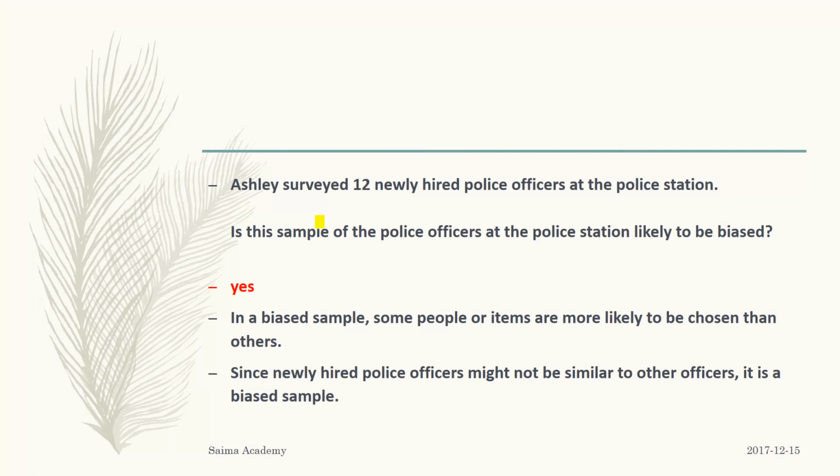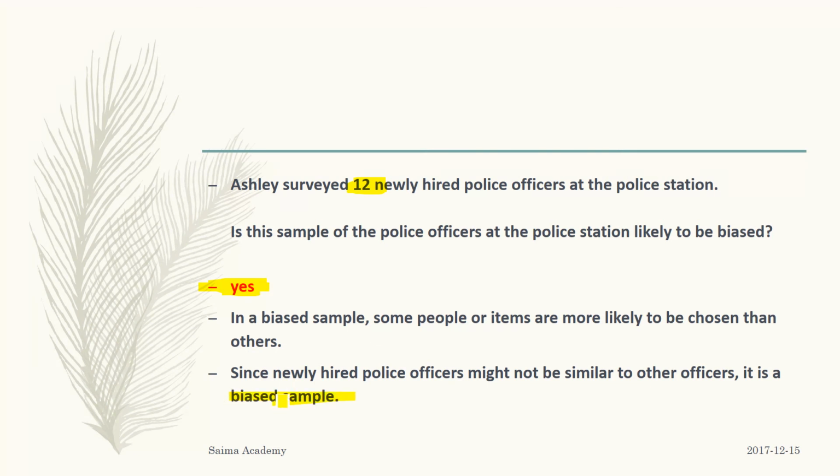This is the last example. Suppose Ashley surveyed 12 newly hired police officers at the police station. Is this sample of police officers at the police station likely to be biased? The answer is yes. Why yes? Because in a biased sample, some people or items are more likely to be chosen than others. Since newly hired police officers might not be similar to other officers, it is a biased sample.